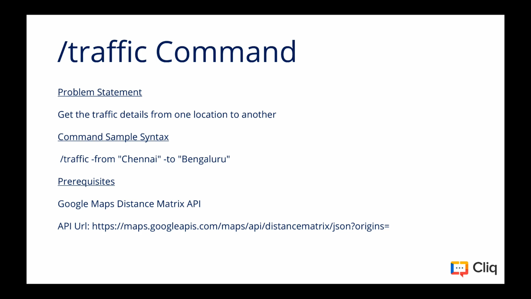So one necessary param would be the from and the to locations, and the sample syntax of the command will look something like this, which is /traffic, that is the command name, -from would be one parameter and the value for that is Chennai, and -to would be the other parameter and the value for that is Bengaluru. So you are checking the distance from Chennai to Bengaluru using the /traffic command in your chat window.